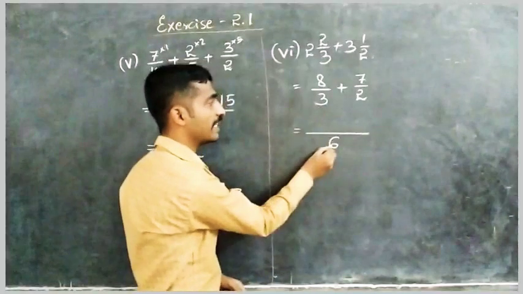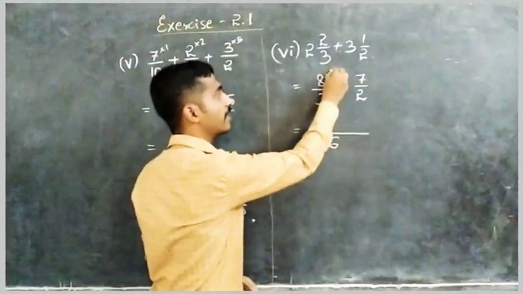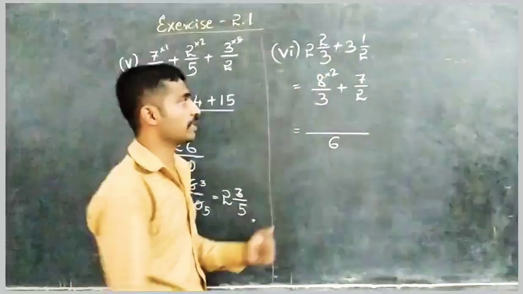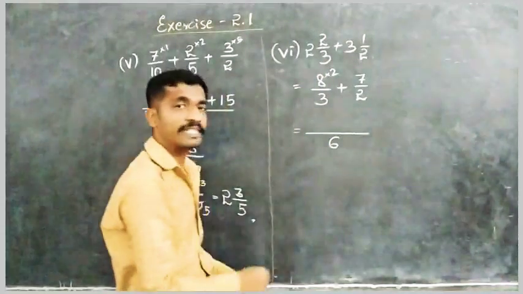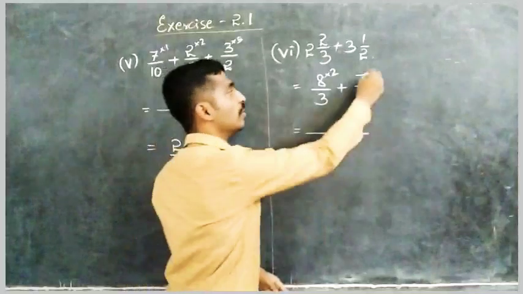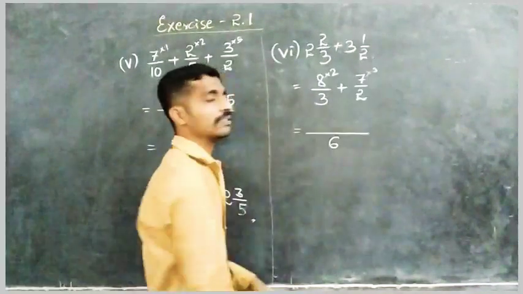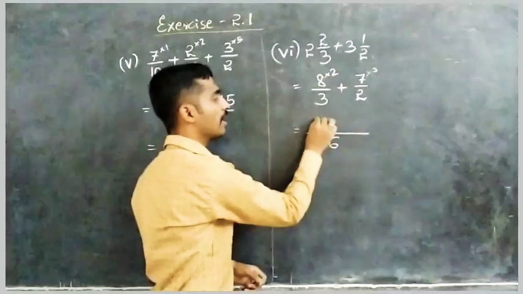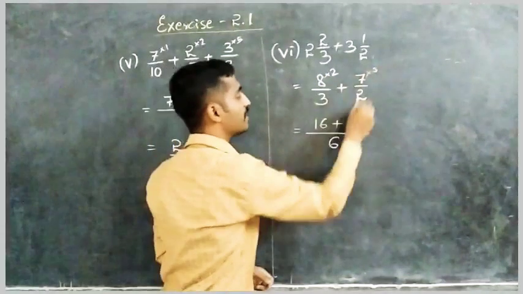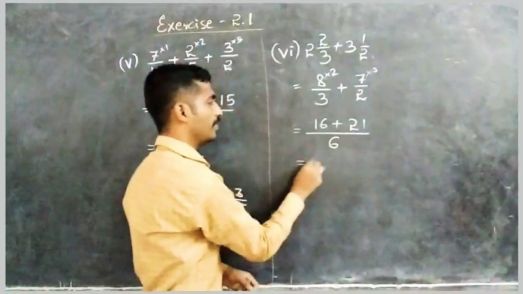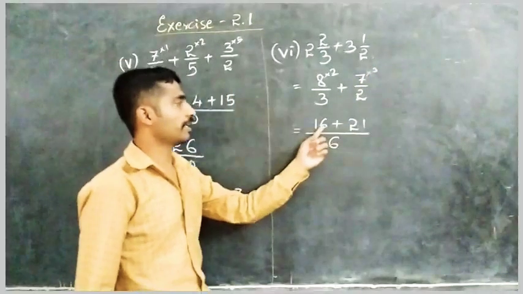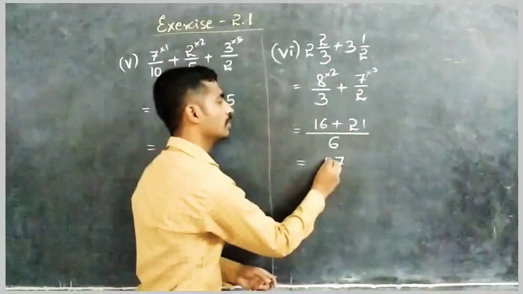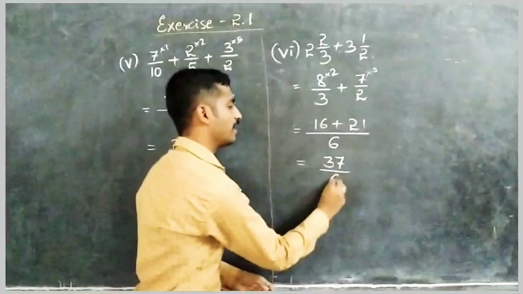So 3 how much are 6? 3 2s are 6. So here multiply that 2 with the numerator. So it will be 8 2s are 16. So here 2 how much is 6? 2 3s are 6. So you multiply that 3 with the numerator of 7. So 8 2s are 16 plus 7 3s are 21. If we add these two, 6 plus 1, 7, 1 plus 2, 3, 37 by 6.